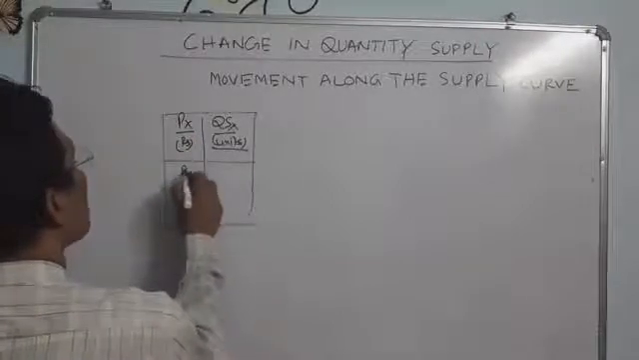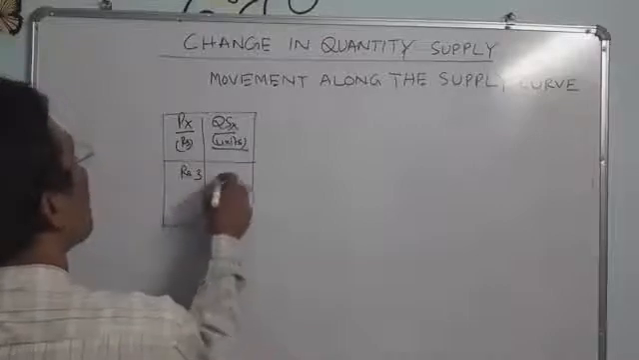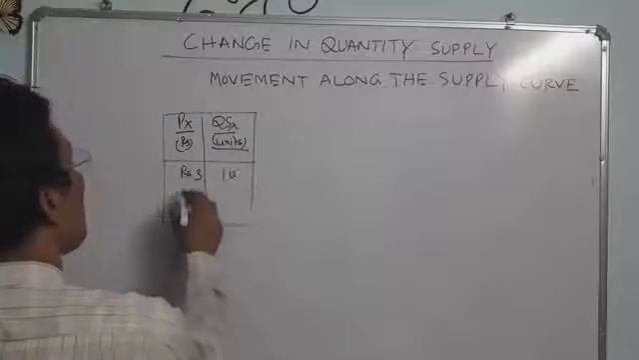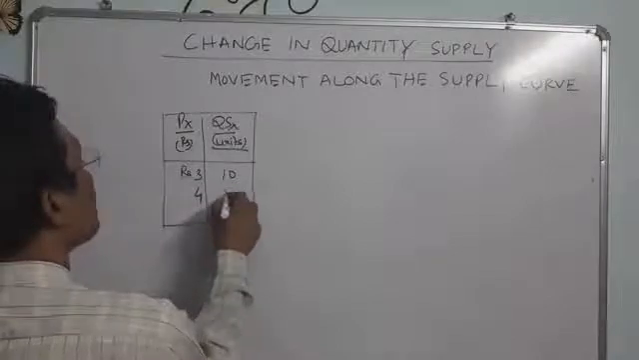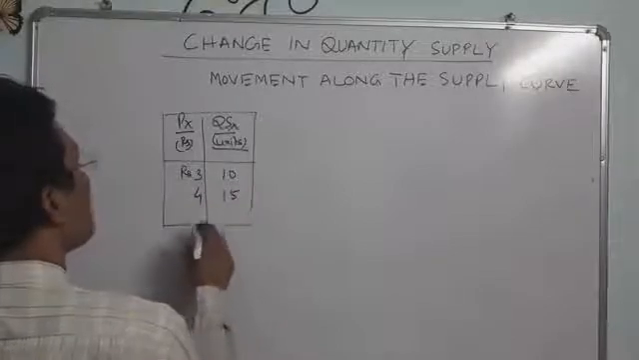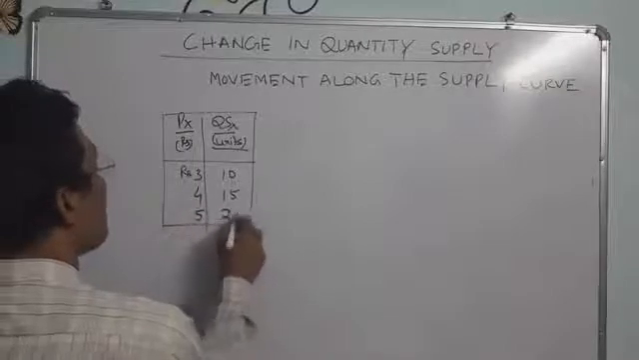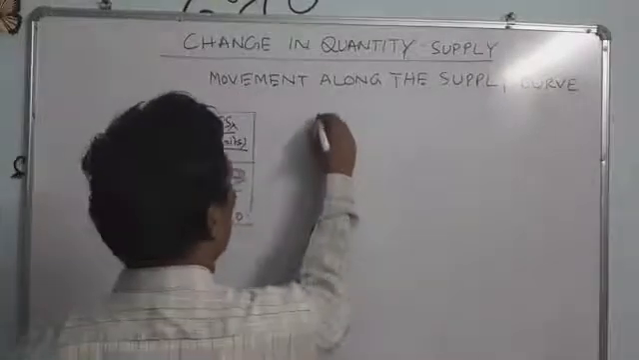Price rupees 3, quantity supplied 10 units. Price increases from rupees 3 to rupees 4, quantity of supply increases to 15 units. Price increases from rupees 4 to rupees 5, it may be 20 units.